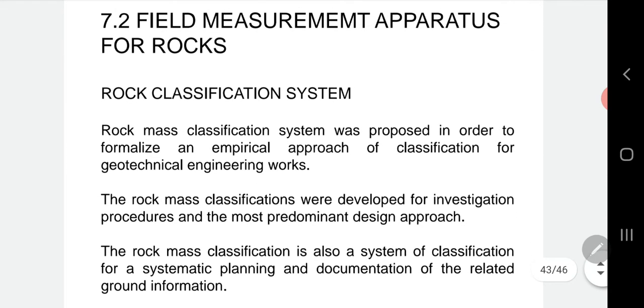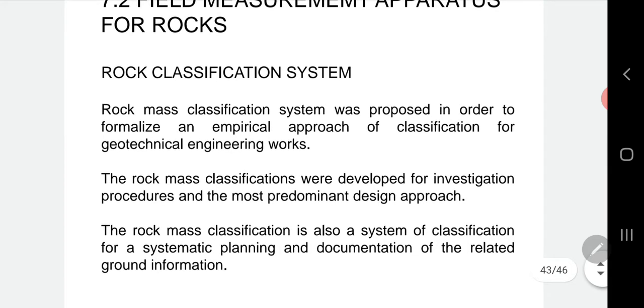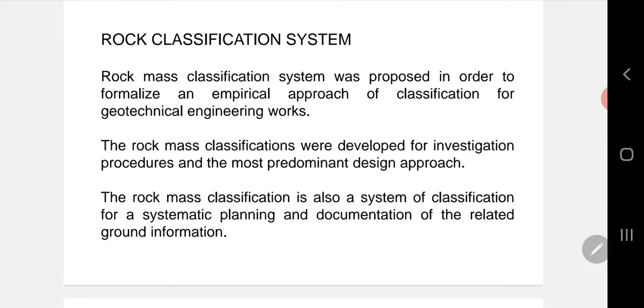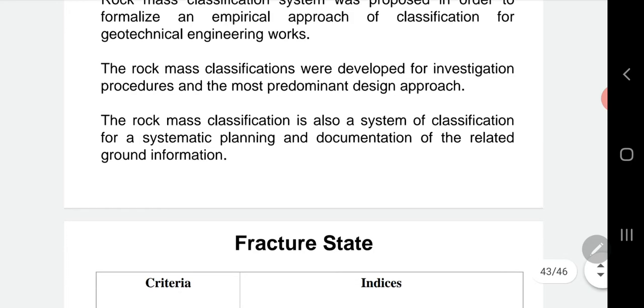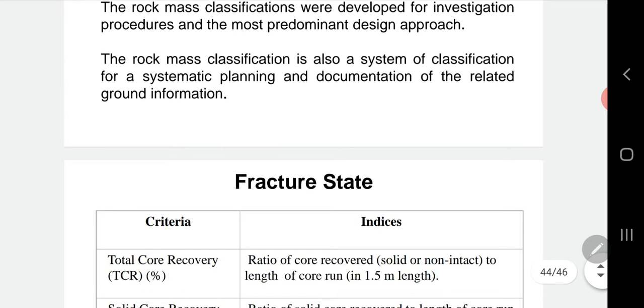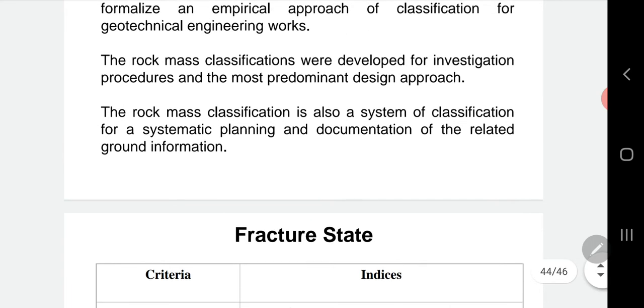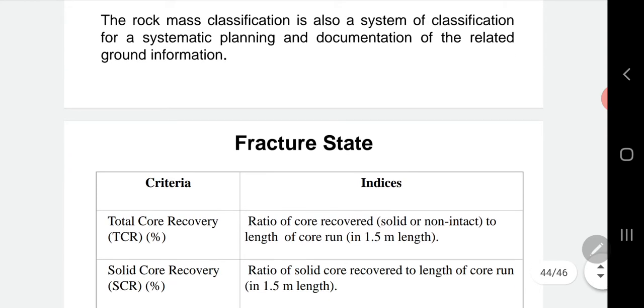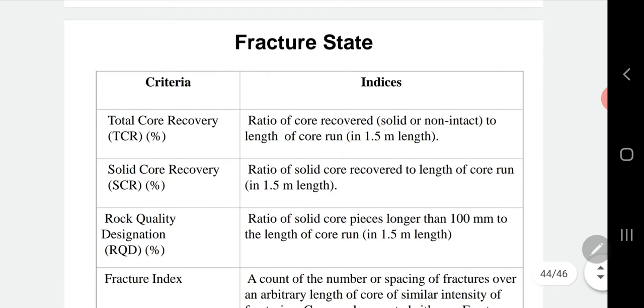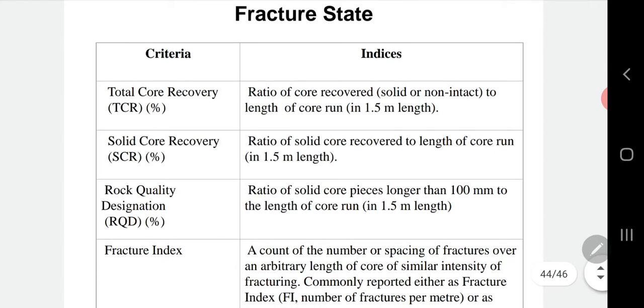Okay, next is the field measurement apparatus for rock. A rock classification system was proposed in order to formalize an empirical approach of classification for geotechnical engineering work. The rock mass classification was developed for investigation procedures and the most predominant design approach. It is also a system of classification for systematic planning and documentation of the related ground information.